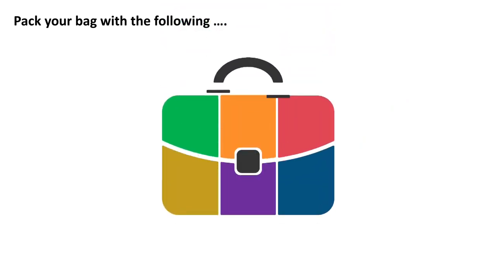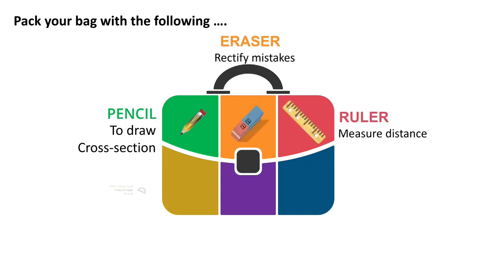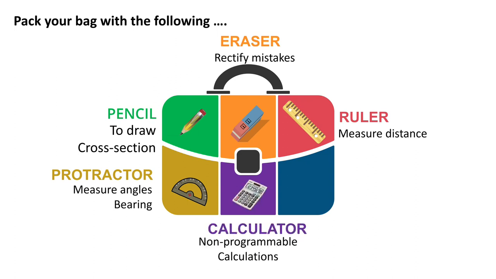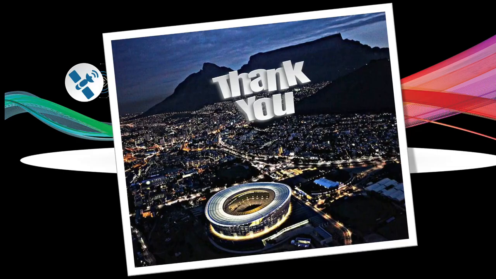And when you come to the exam room, when it comes to Mapwork, ensure that you have a pencil, an eraser, a ruler, a protractor, a calculator, and if you have one, a magnifying glass. If your eyes are as bad as mine, sometimes what you see on the map is very, very small, and that magnifying glass is needed.